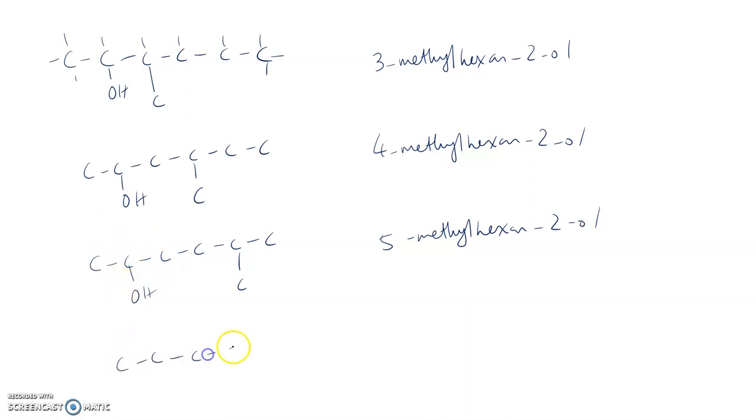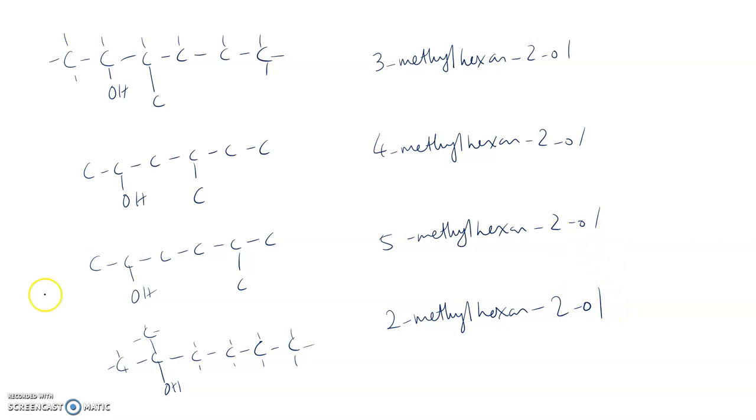1, 2, 3, 4, 5, 6. OH here, I can put my branch up here as well. So let's count how many H. 1, 2, 3, 4, 5, 6, 7, 8, 9, 10, 11, 12, 13, 14, 15 H. Yeah. So there's 2-methyl hexan-2-ol.